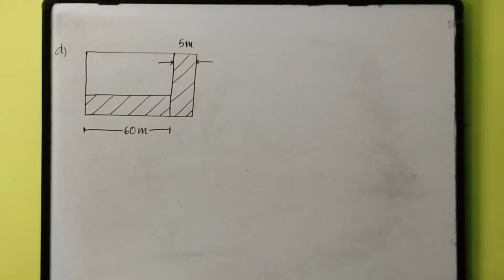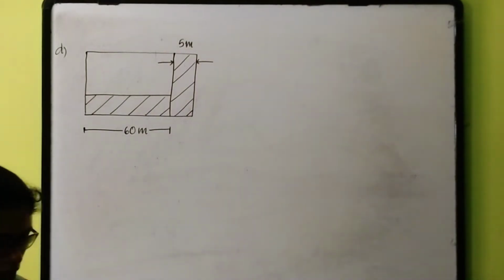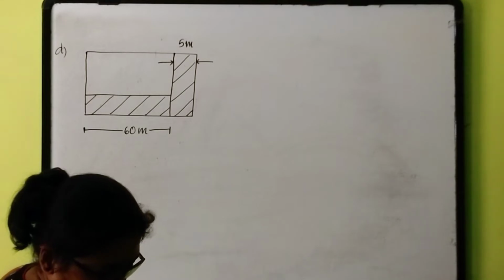Now see, my dear students, this is your question number D. What is in question number D? Again here also you have to find out the area of the shaded portion. One piece of information I think I have missed here.